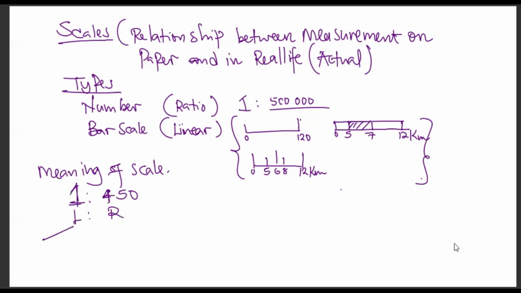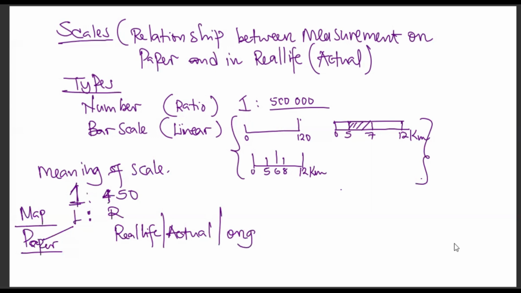Whatever is on the left will always be measurements on paper. The reason why I write paper is because even the map is found on the paper. We say measurements on the map. The left-hand side represents measurements on the map or paper. Then the right-hand side represents measurements in real life. If not, you can say actual measurements or measurements on the ground. You can say that. All right. Reality. So this is it.